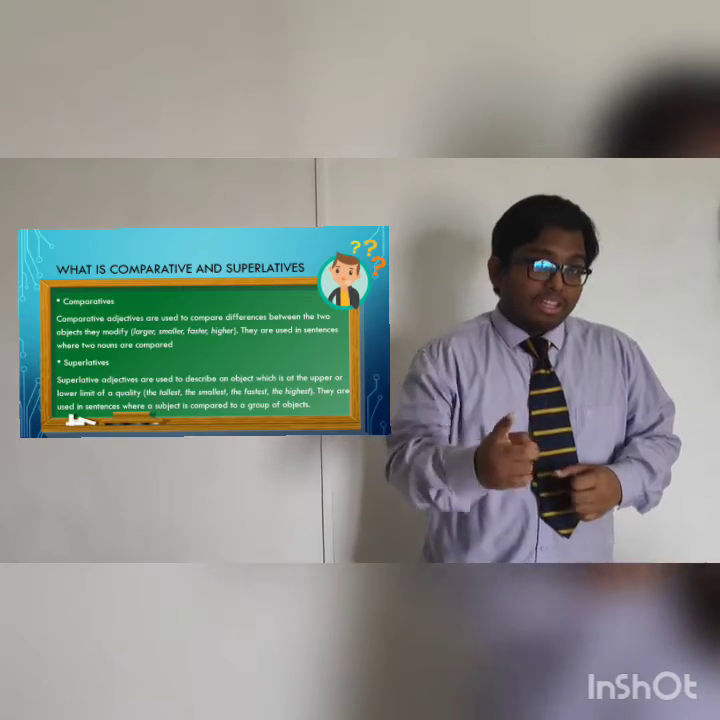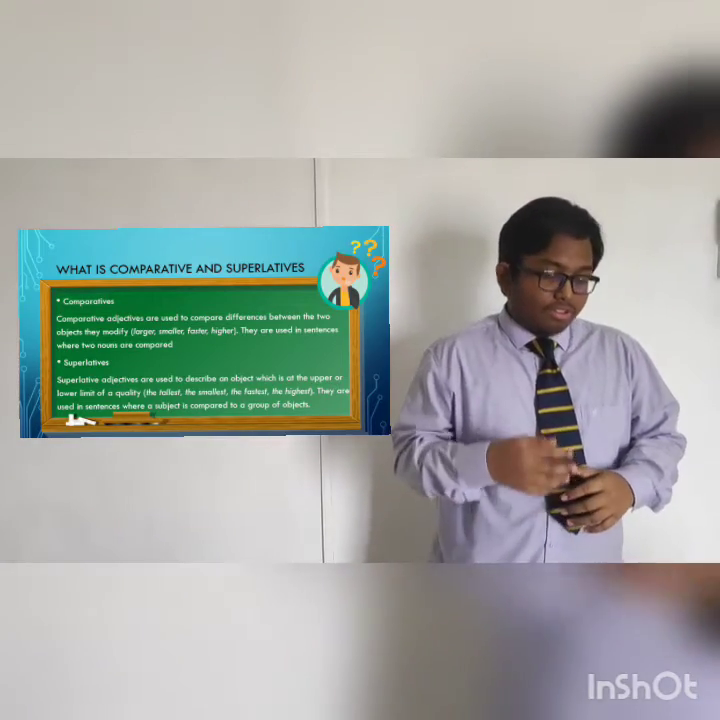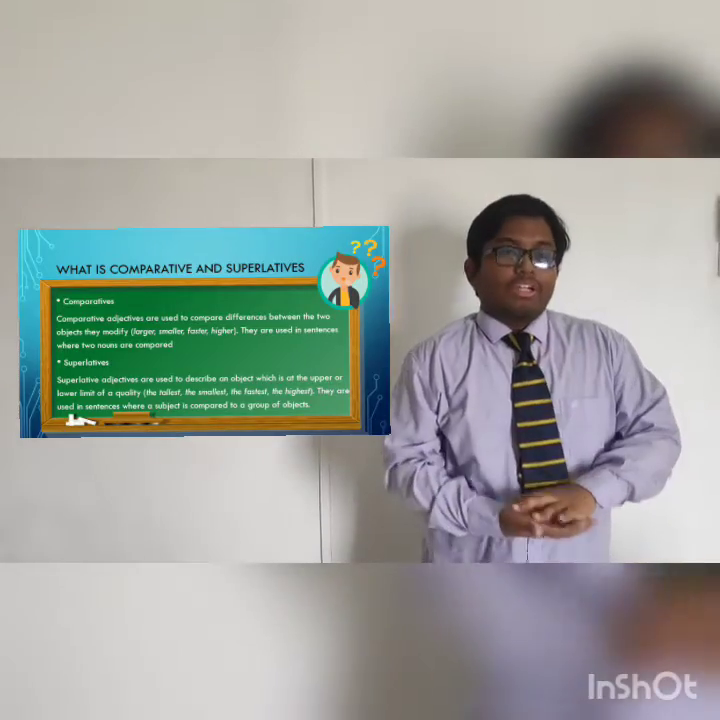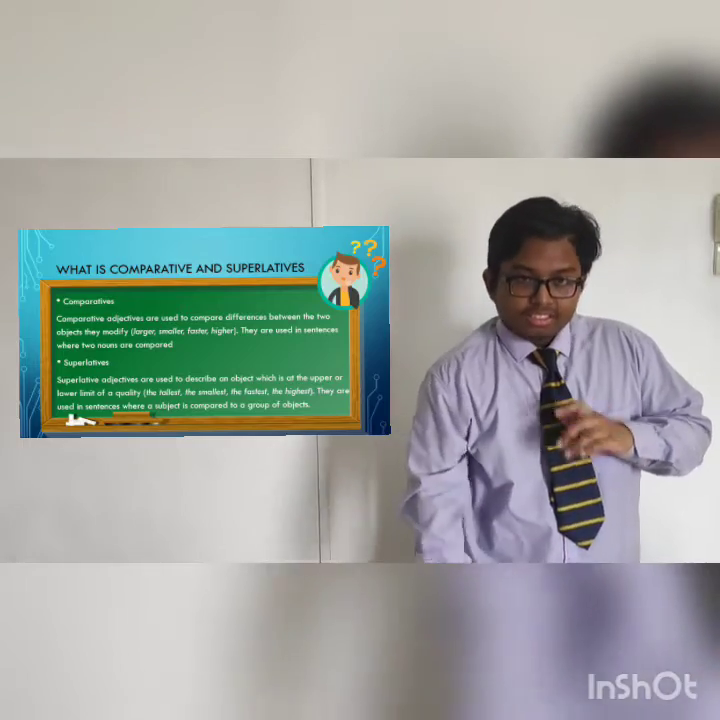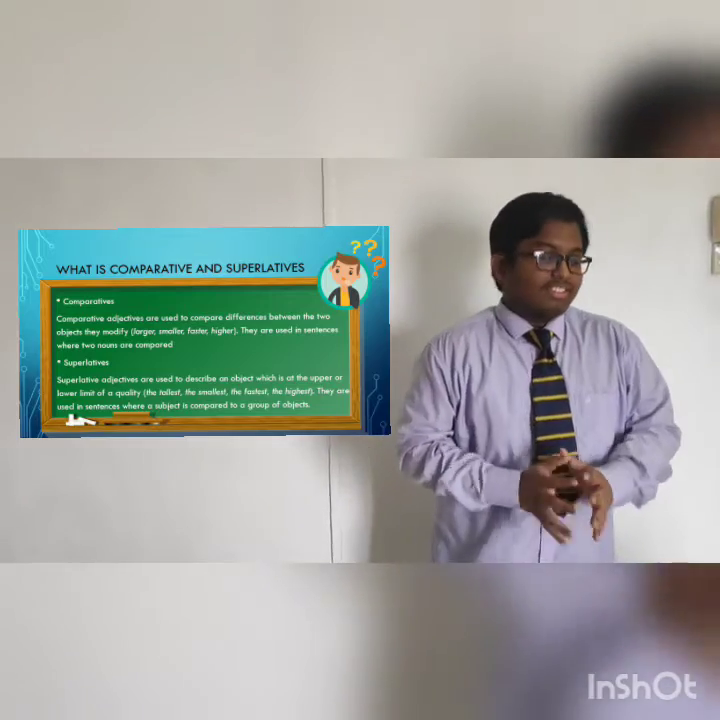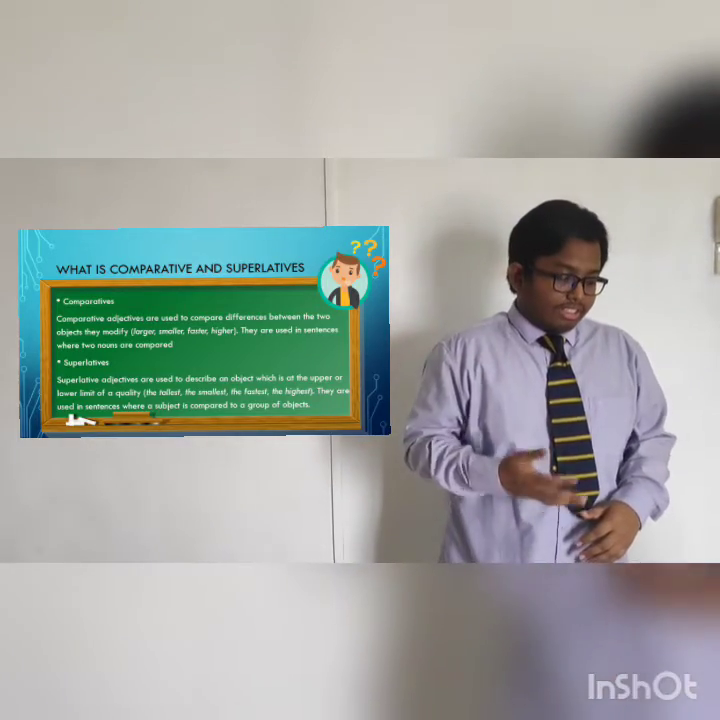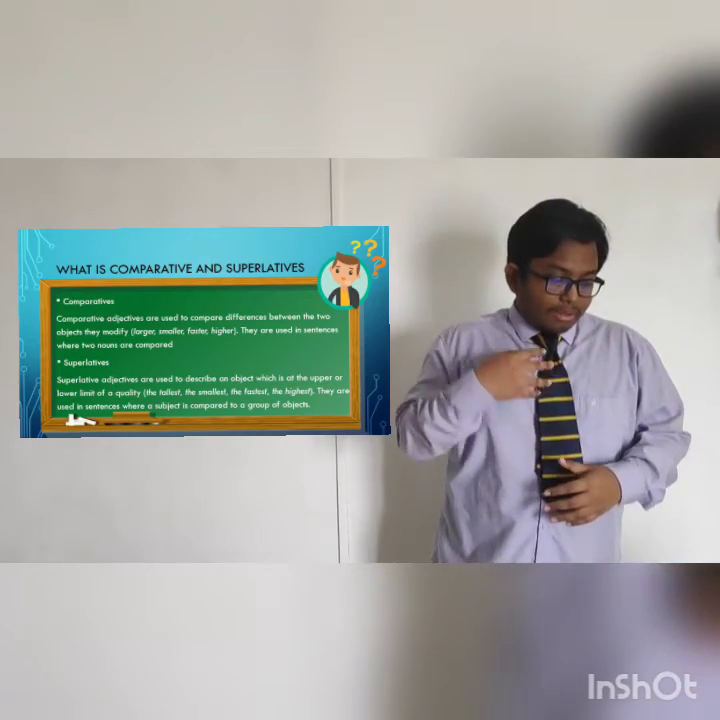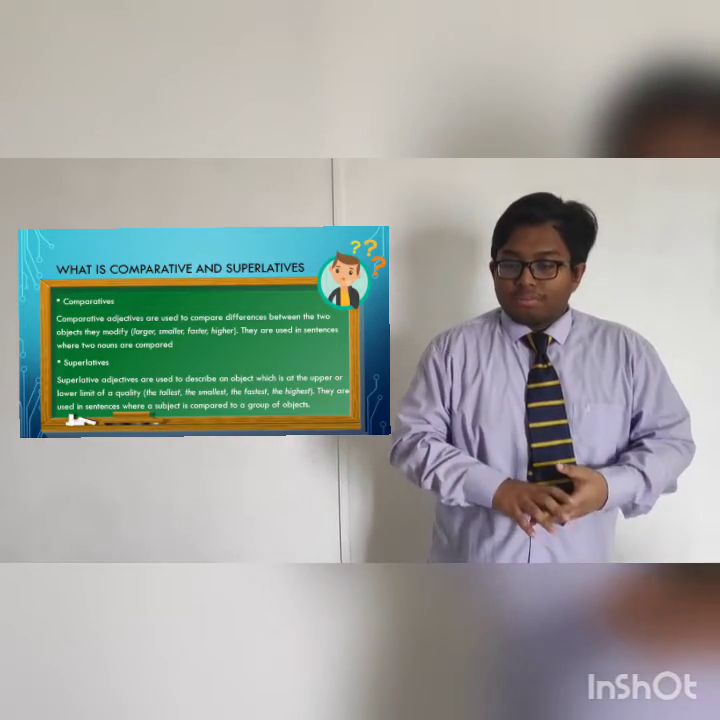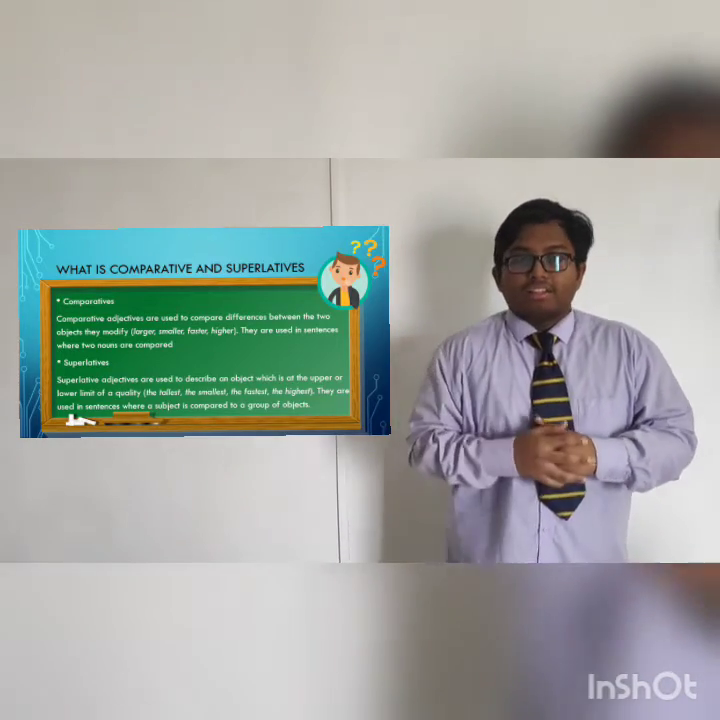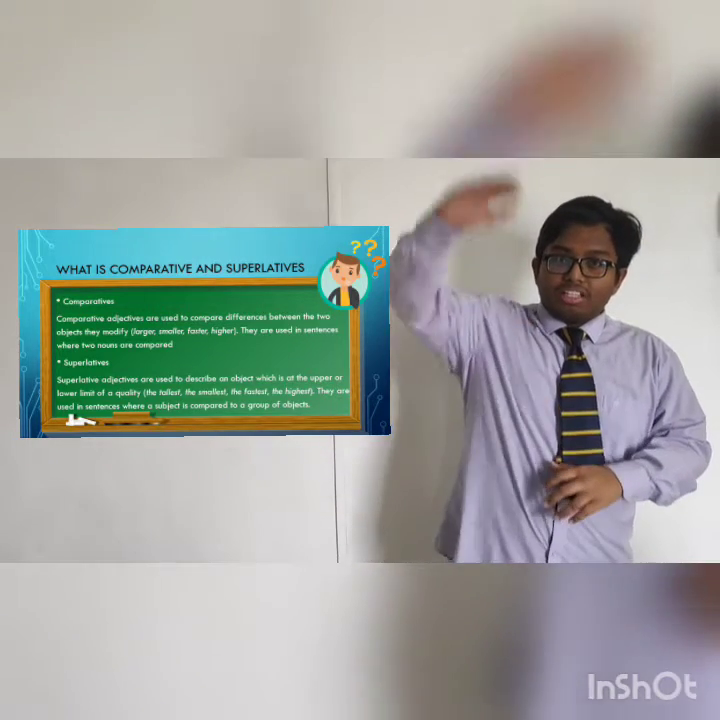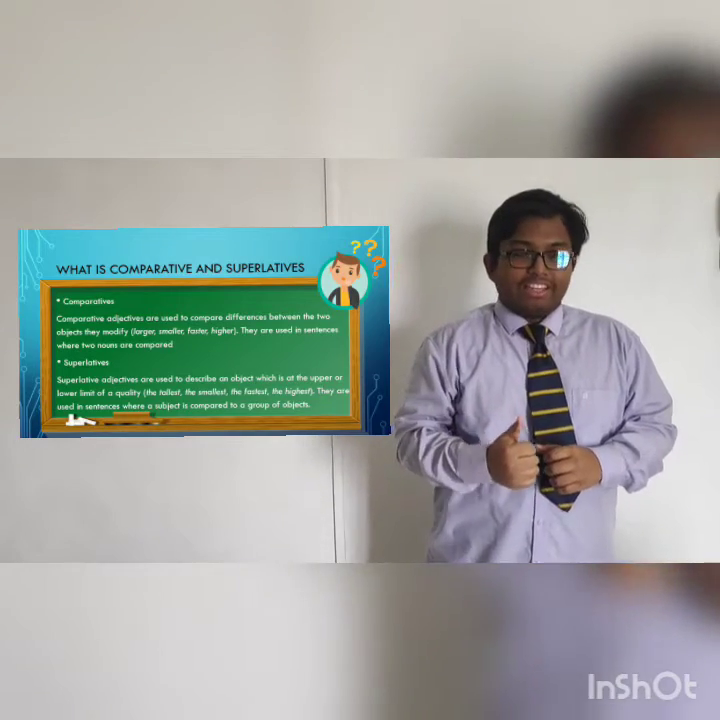As for superlative adjectives, they are used to describe an object which is the upper or the lower of a quality. Examples: the lowest, the highest, the biggest, or the smallest. They are used in sentences where a subject is compared to a group of objects. For example, when there are 100 people over there and you want to compare one person, you will say, oh, he is the tallest among the group. Okay, I hope you guys understand.